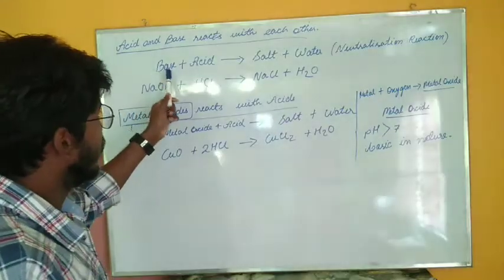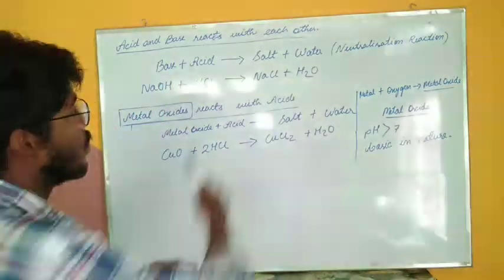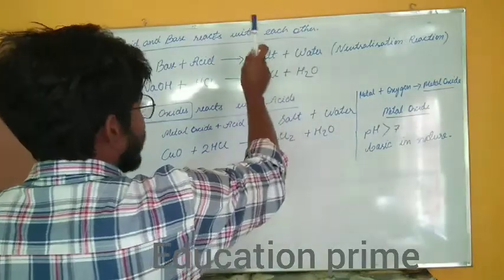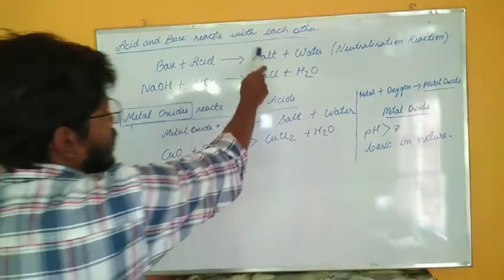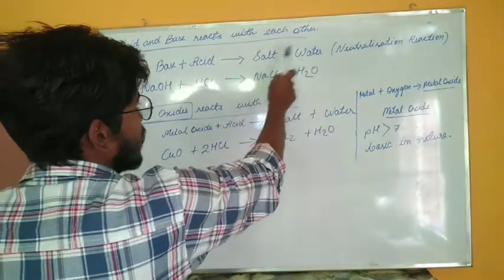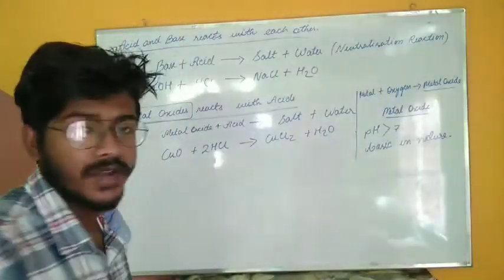So here on the reactant side, base reacts with acid, but on the product side we don't have either acid or base. Both of them are absent here. There is no base, there is no acid on the product side. So we call this reaction a neutralization reaction.